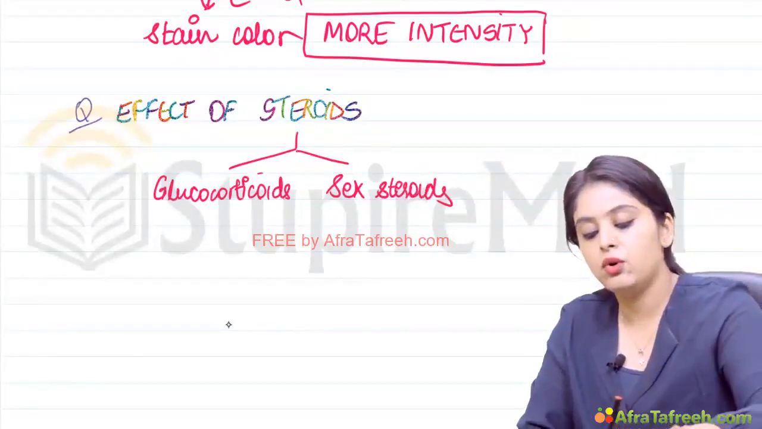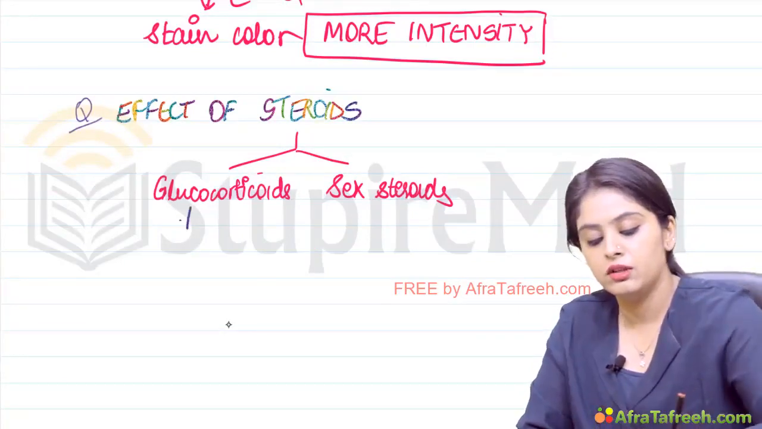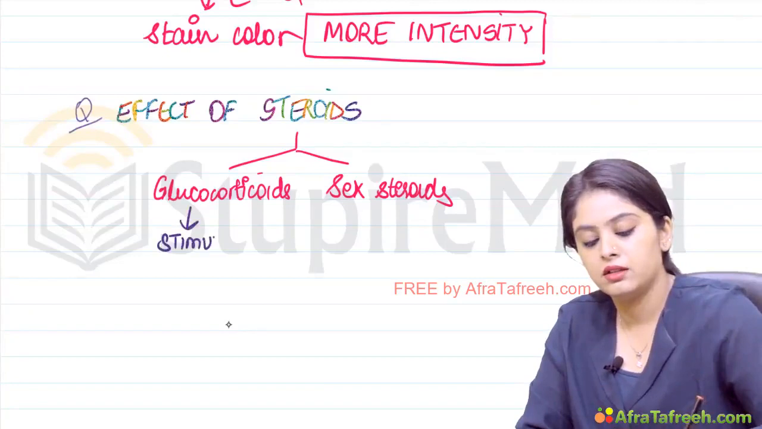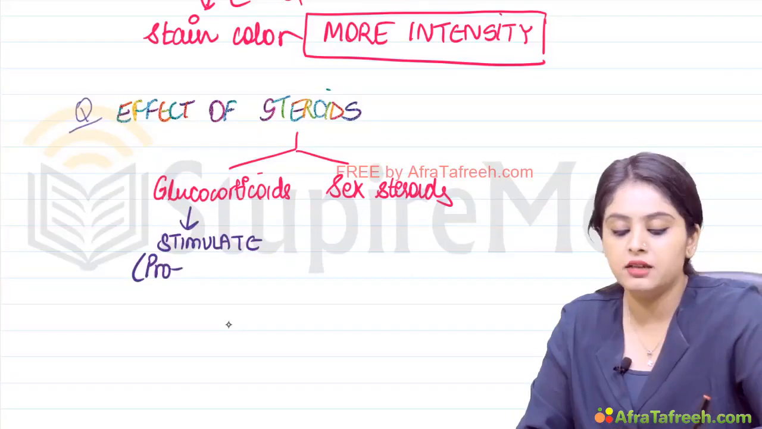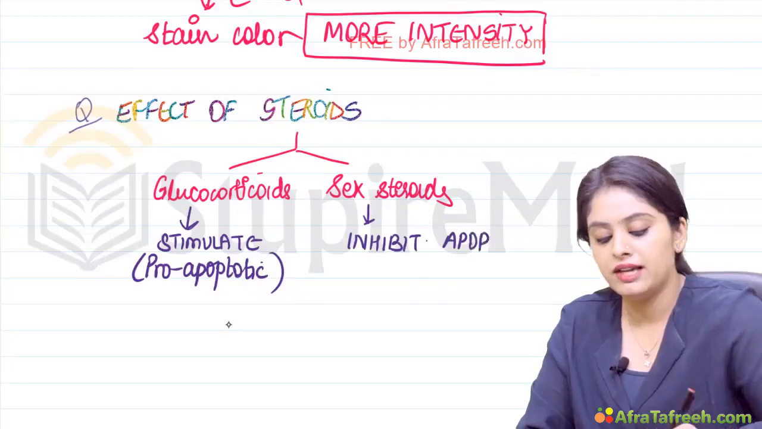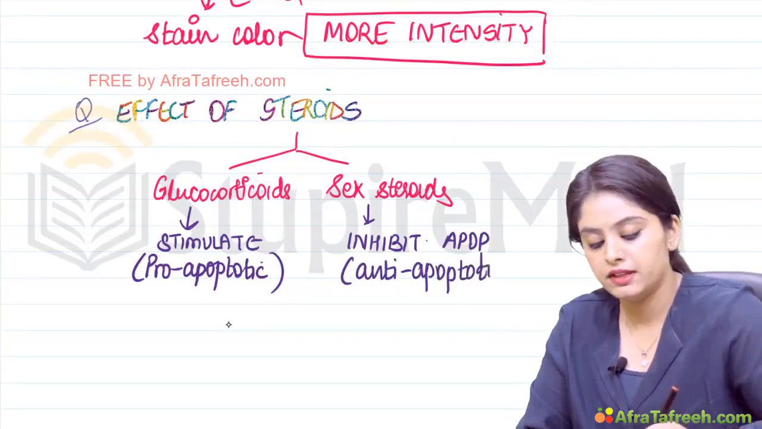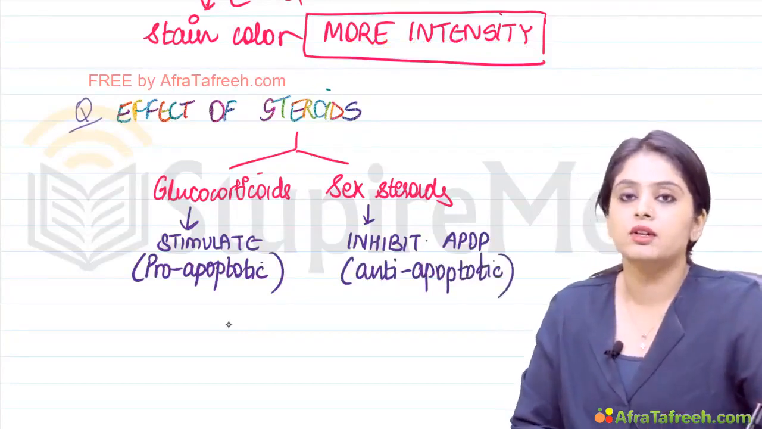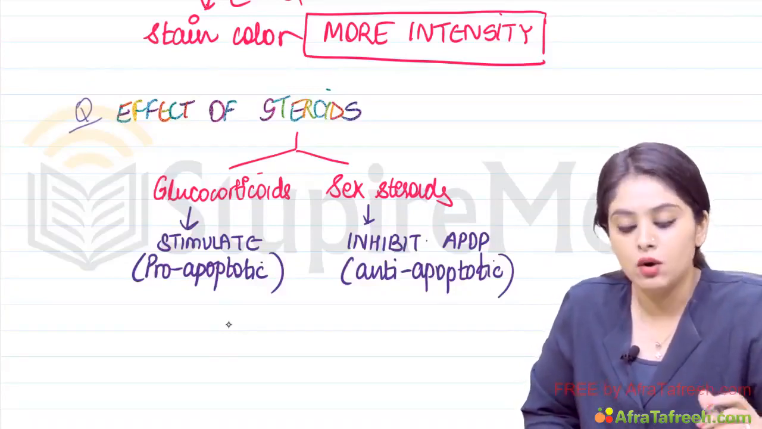So remember that glucocorticoids will always stimulate apoptosis. Glucocorticoids are going to stimulate apoptosis, or I can say they are pro-apoptotic. Indirectly we can say they are pro-apoptotic. Sex steroids on the other hand will inhibit apoptosis. So I can say that indirectly these are anti-apoptotic. So remember friends, this is one of the recent questions that has come up, the effect of steroids on the apoptosis. So glucocorticoids are pro-apoptotic, sex steroids are anti-apoptotic.